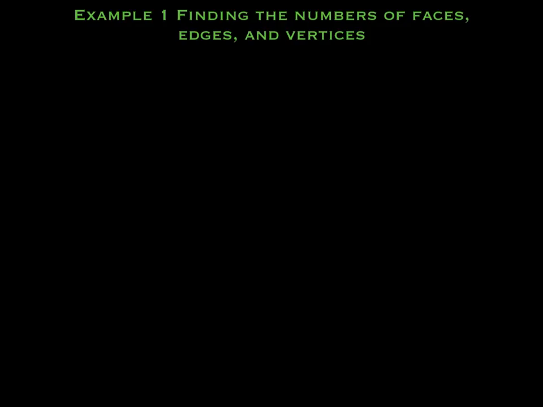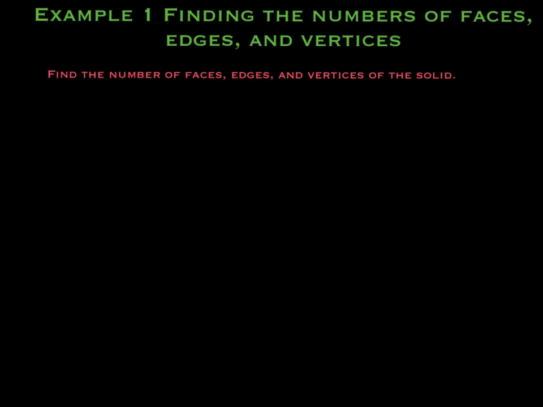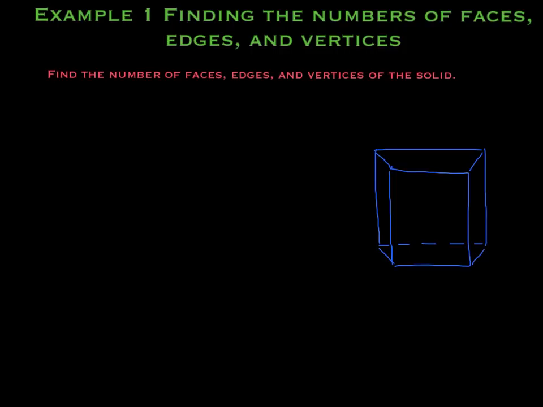Example 1, finding the numbers of faces, edges, and vertices. The directions read, find the number of faces, edges, and vertices of the solid. And here's the solid. The first thing I like to do is find all my different points. Basically, where do all those lines intersect? Everywhere you have 3 lines intersect, those are going to be your vertices. So labeling them all would look like that. Then you can count them up.